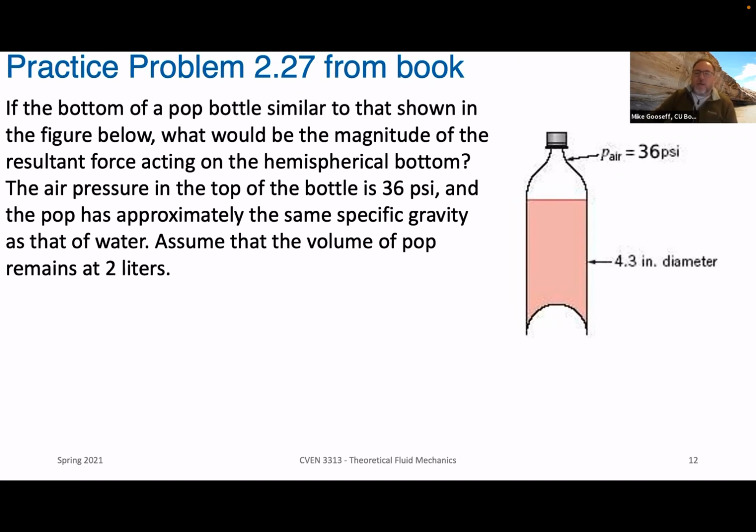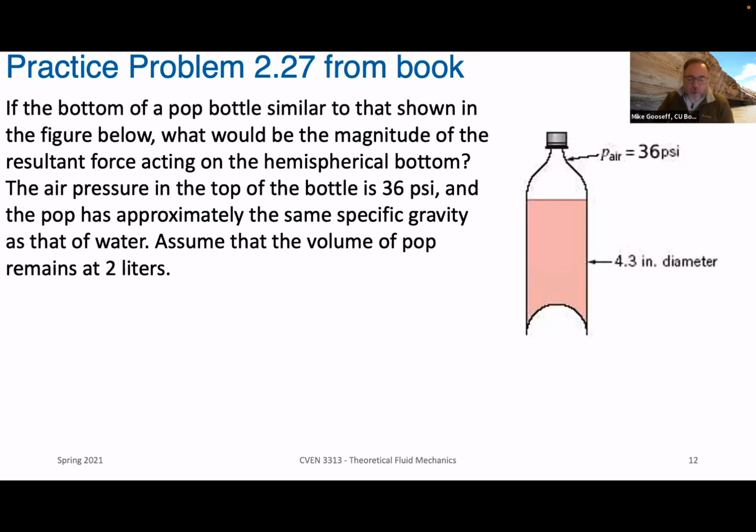In other words, you've got 2 liters built up in there, and somehow we've measured 36 PSI. Now, we're working in PSI, so remember that's pounds per square inch, and we also have a diameter of 4.3 inches. So I guess we'll work in English units here, despite the fact that we're given a volume in liters.